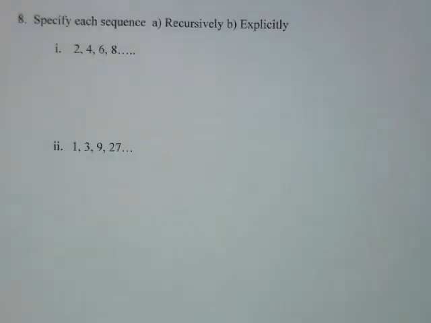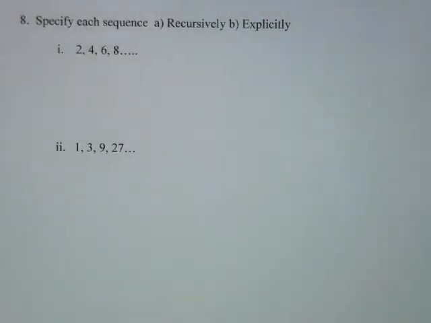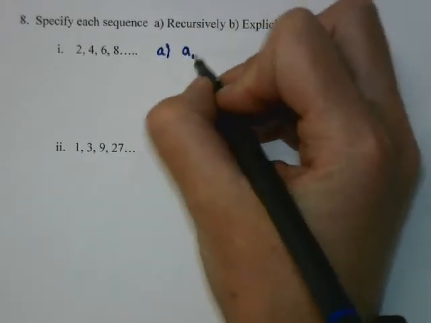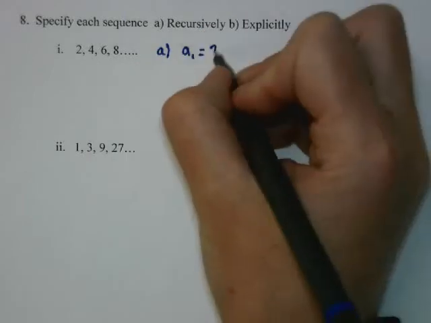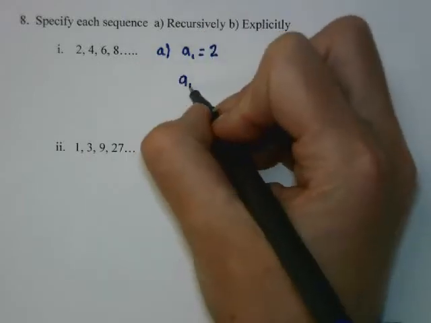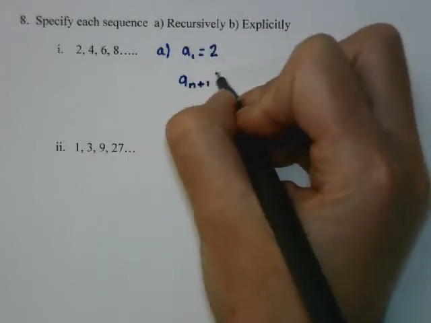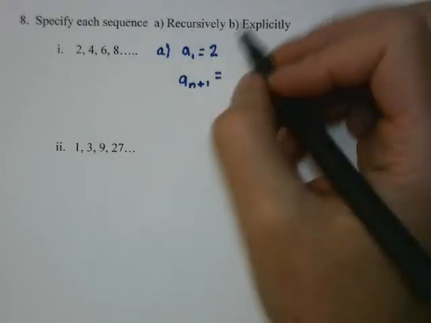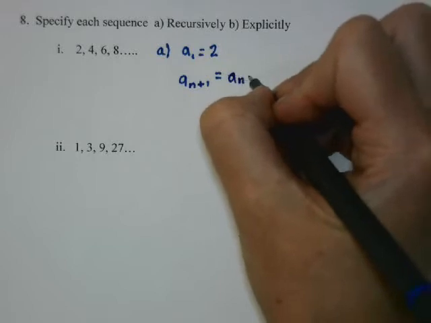Okay, now we're going to go the other direction. Given the sequence, can we write the sequence recursively and explicitly? Okay, for recursive, we always have to start with A1. So A1 in this case is 2. And then to get to the next term, A(n+1), in this case we're adding 2. So this is going to be an plus 2.